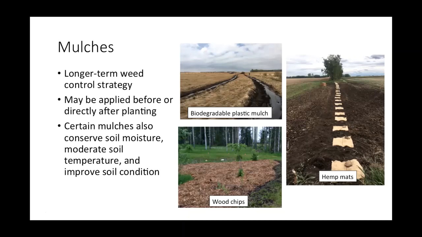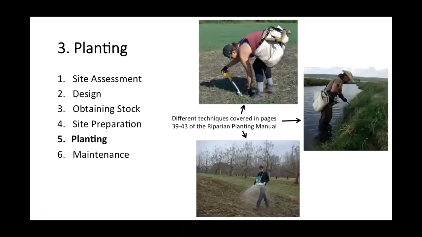The great thing about mulch is that it also conserves soil moisture, moderates soil temperature and reduces the extremes, and can also improve soil condition, particularly things like wood chips, which can add organic matter to the soil. So they have other benefits as well. We typically recommend them.